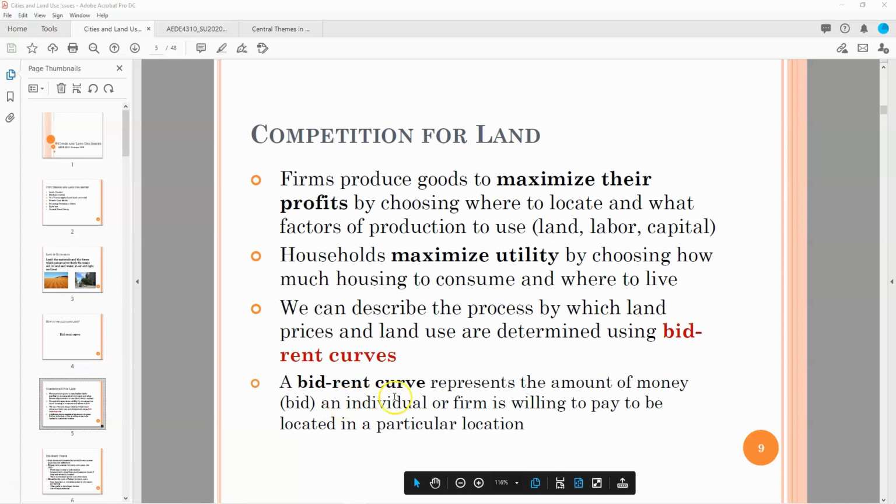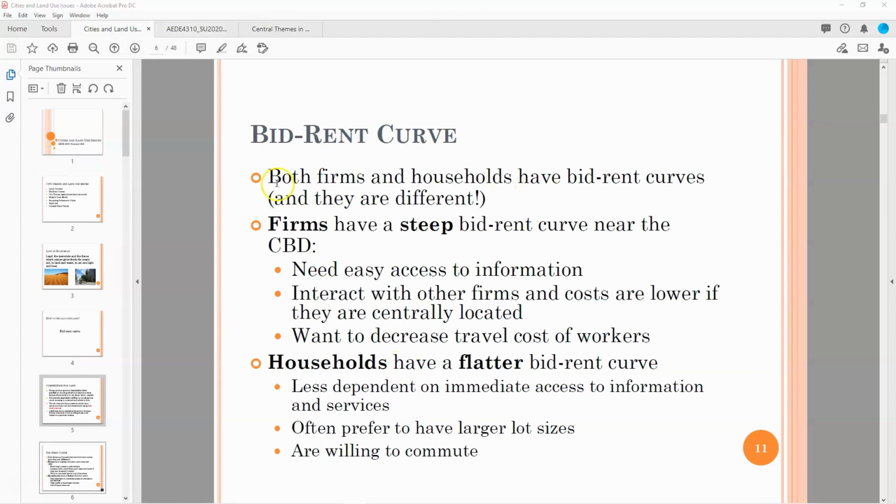A bid-rent curve represents the amount of money, or amount of bid, an individual or firm is willing to pay to be located in a particular location. In our case, both firms and households have bid-rent curves, but they may differ for firms and households. That is because firms have different preferences for land than households.